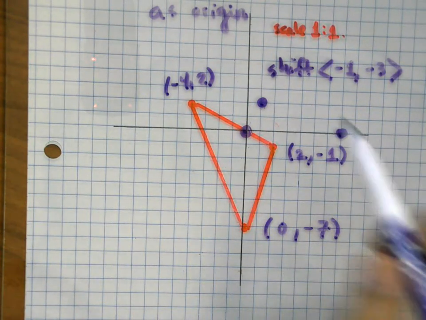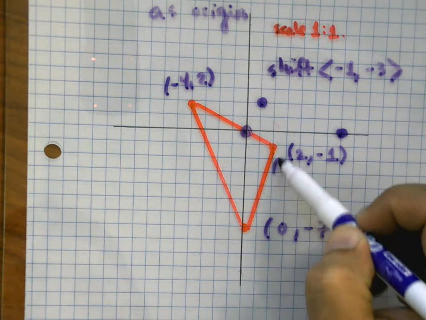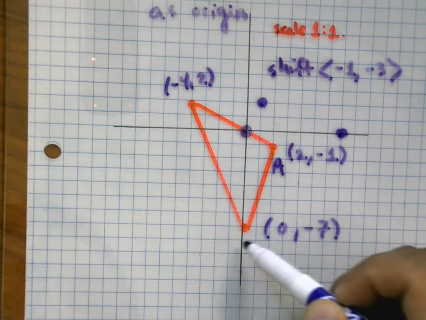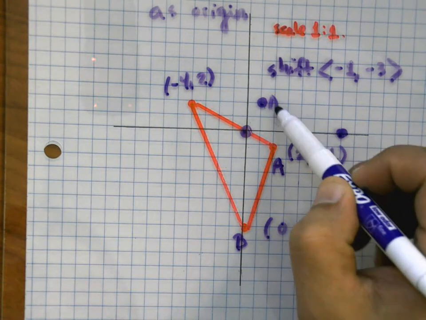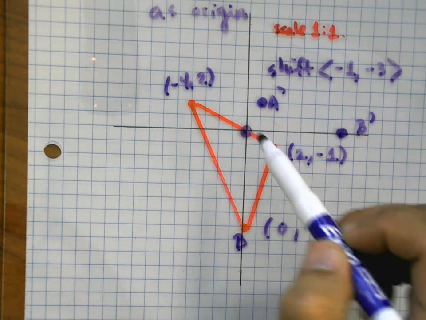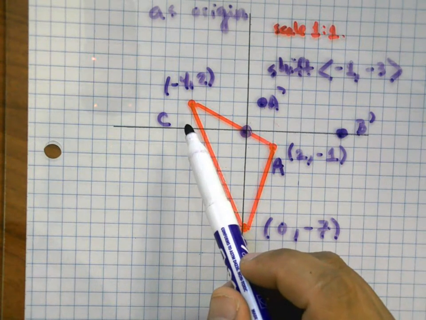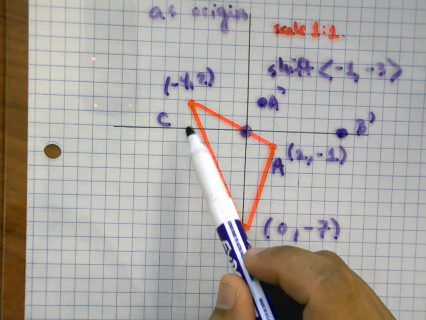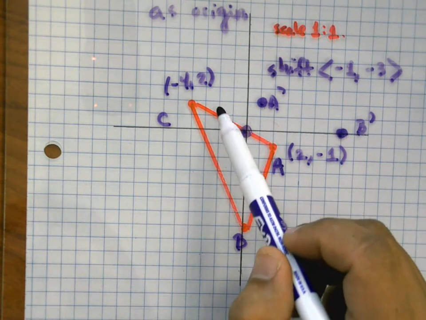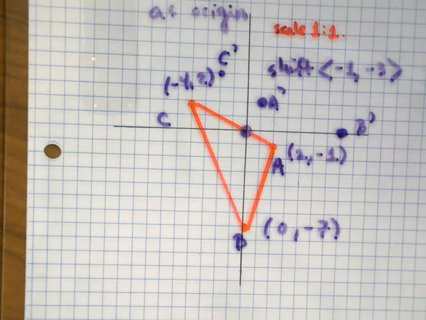And then this, so this is A, this is B, this is A prime, this is B prime, and this over here is C, and the new one is going to be 4, no, it's going to be negative 2, 4. So this up here is C prime. Okay, so this picture gets quite complicated.